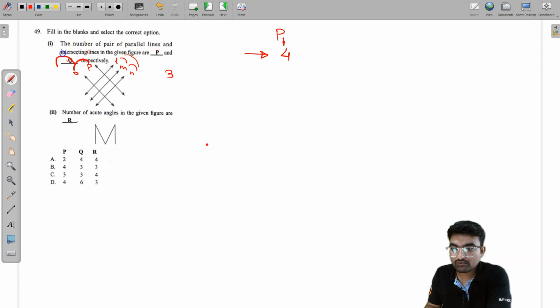Now for Q we have to find the pairs of intersecting lines. So the intersecting lines are L and P, so that is 1 pair. This is 2, this is 3, this is 4, this is 5, and this is 6. Correct. So for the value of Q we get 6. Now the next part, the number of acute angles in the given figure. That is 1, 2, 3. So there are 3 acute angles, and for R we get the value 3. So we get the option as D, right?